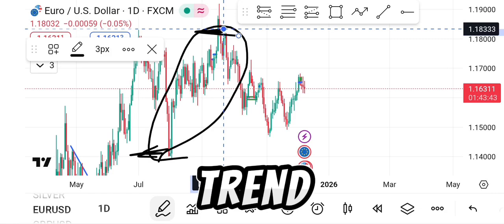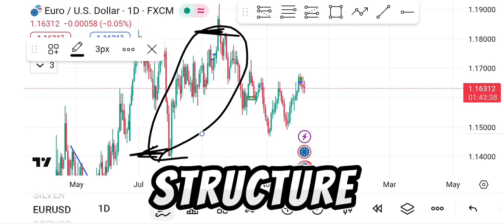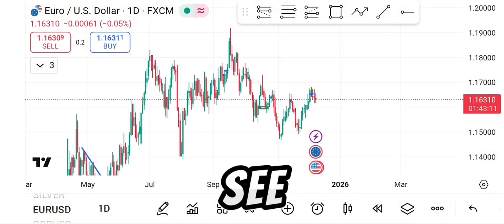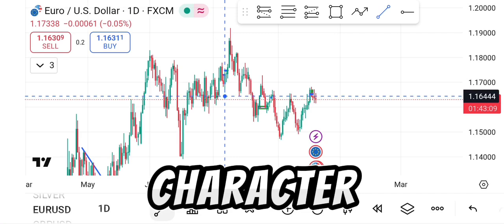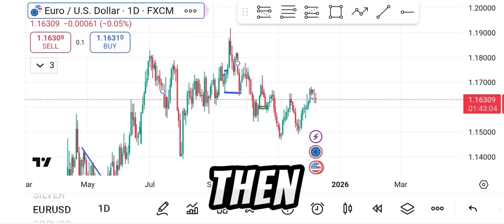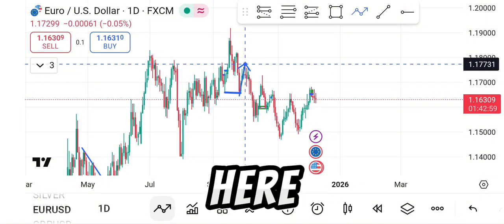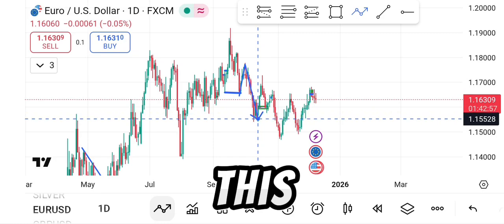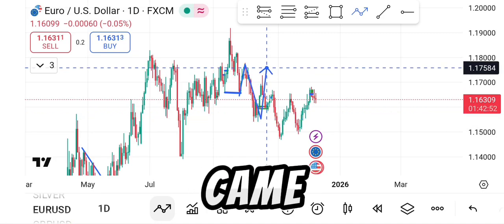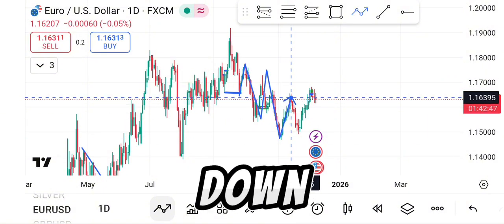It's an obvious uptrend. So what we are going to do is we are going to wait for a market structure shift, that is a change of character. And as you can see, a change of character happened here. It happened there. Then the market went from this part, it went for a test here, then broke this lower low. It broke it, went up again, came down, went up again, came down.